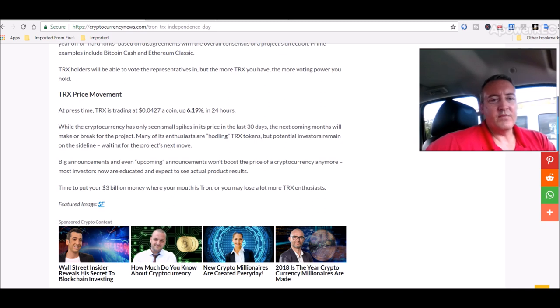TRX price movement. At press time, TRX is trading at 0.0427 a coin, up 6.19%. It's not really that much. While the cryptocurrency has only seen small spikes in its price in the last 30 days, the next coming months will make or break the project. Many of its enthusiasts are holding Tron, like me, but potential investors remain on the sideline, waiting for the project's next move. I really don't know what they're waiting for. They've been making moves for months now. Big announcements and even upcoming announcements won't boost the price of cryptocurrency anymore. Most investors now are educated and expect to see actual product results. Time to put your $3 billion money where your mouth is, Tron, or you may lose a lot more TRX enthusiasts.